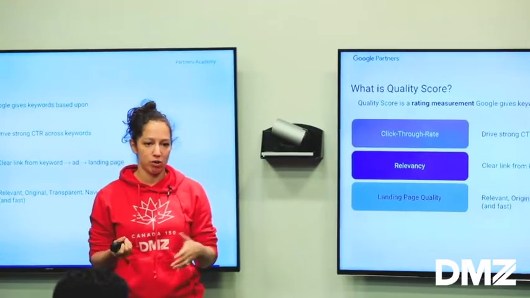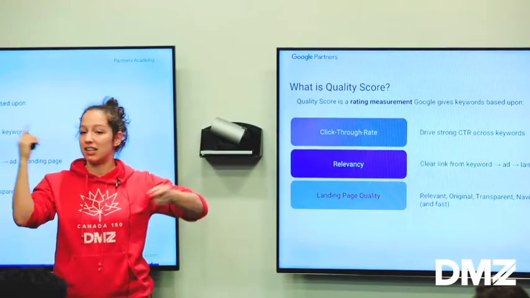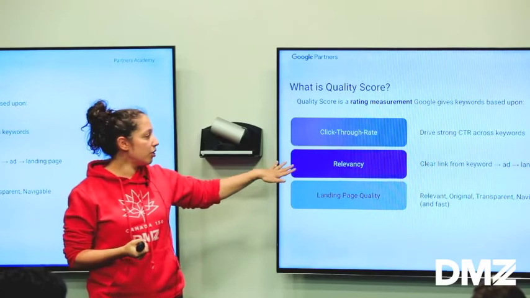When you're launching a campaign, don't just put one ad and be done. Come up with 10 different ad ideas, come up with 20, and let the system rotate and optimize and figure out what works best. Then relevancy.